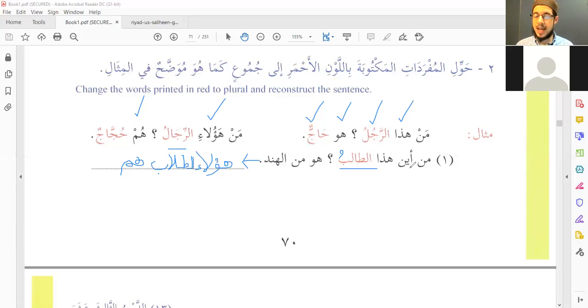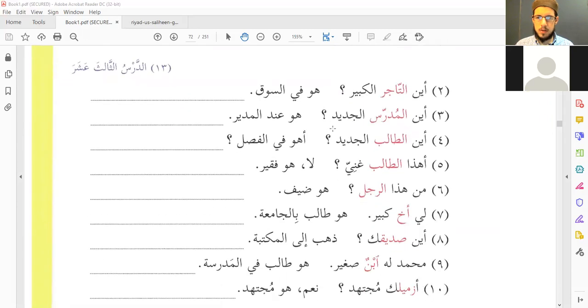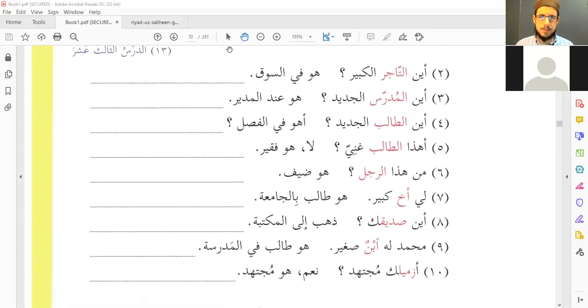So من أين هذا الطالب to من أين هؤلاء الطلاب. Very good. And then he recognized that the هو had to change to هم. هم من الهند, and الهند won't change because there's no plural India, right? It only makes sense because we're only talking about the students. That's the only thing that's going to change. Good. That's the idea. Moving on to number two, Brother Sair.